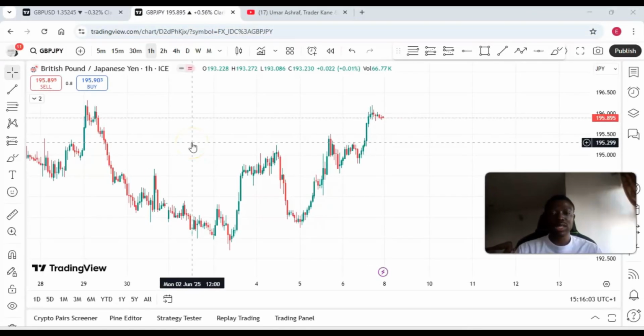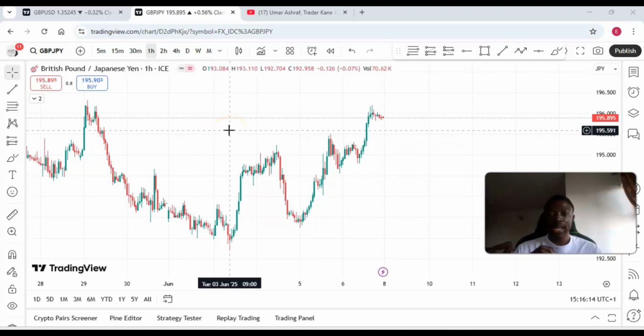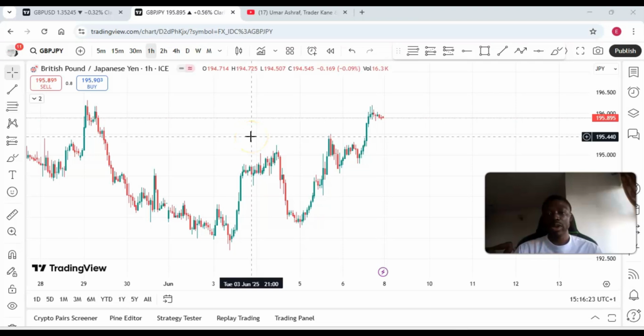Let's go. First of all, I would like us to start with the definition of a trend line. A trend line is a diagonal line drawn on the chart mainly to show us the direction of the market. And we have mainly an uptrend line and a downtrend line. So how do you draw a trend line?